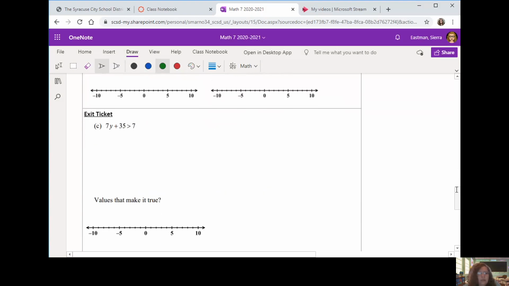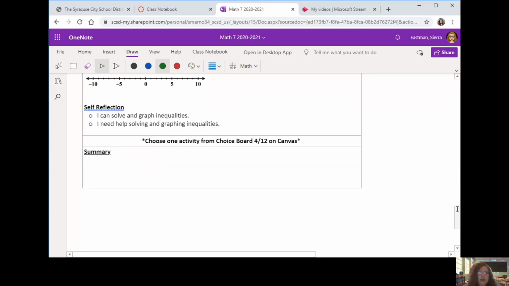Then we have one last problem for our exit ticket, our self-reflection as usual. And then you can choose one activity from the choice board for today.